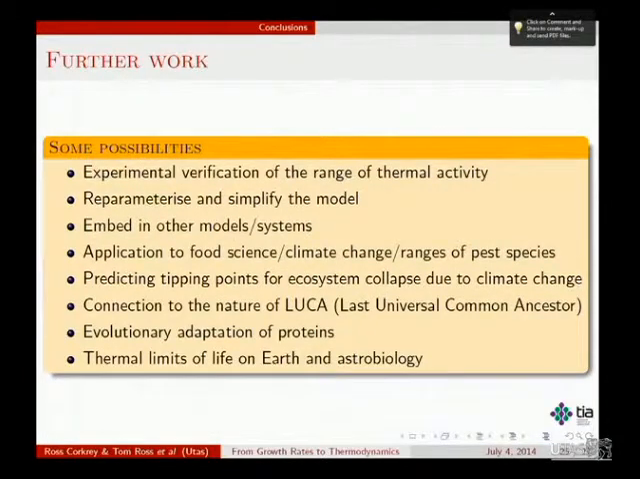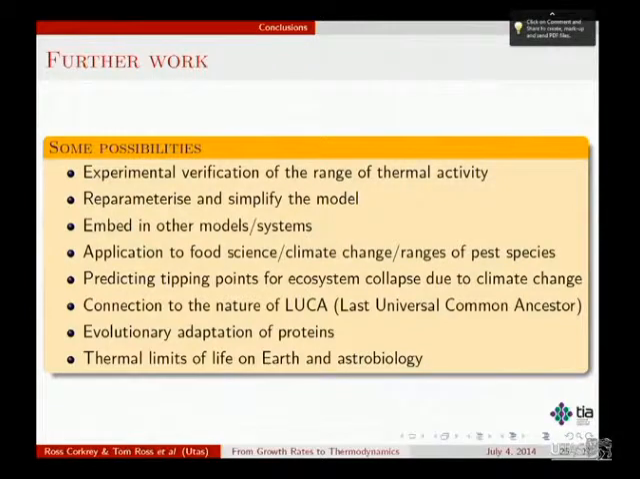So in the future, we'll obviously go on to try to explain something about, or investigate something about, the nature of the denaturation curve, for example. We need to simplify the model. In order to apply it and embed it in other systems, it needs to be made more practical to apply. Once that's done, it can be applied more generally in things like climate change models. Perhaps we can model the ranges of test species as temperature changes. Perhaps we can predict tipping points in ecosystems as a result of temperature changes.